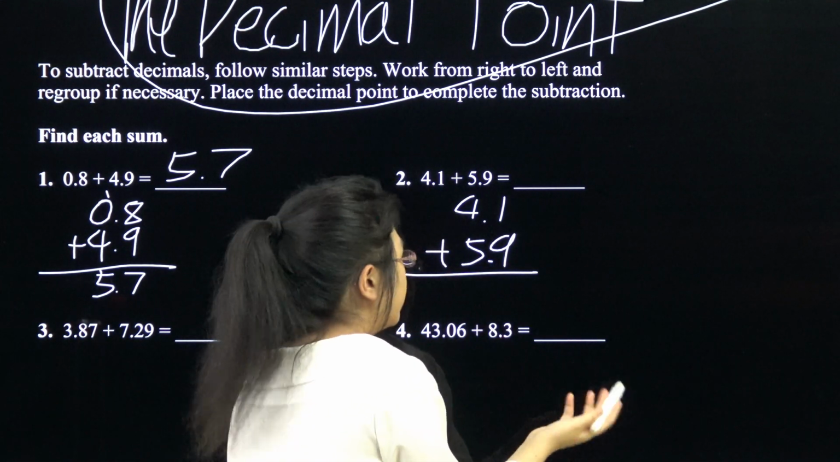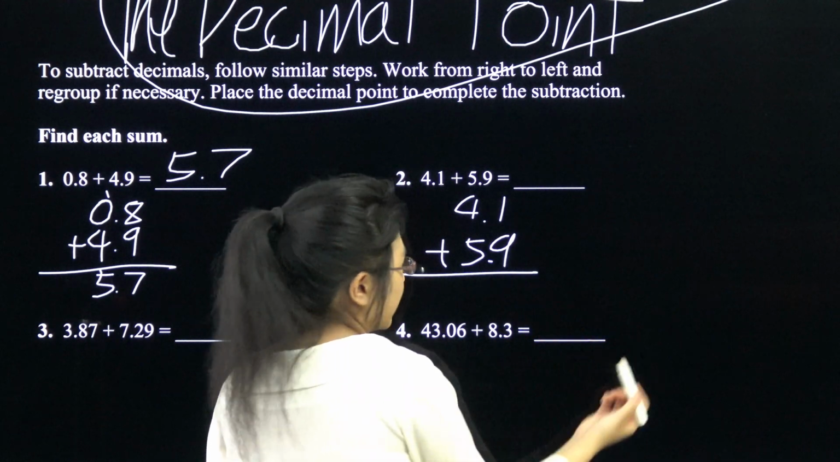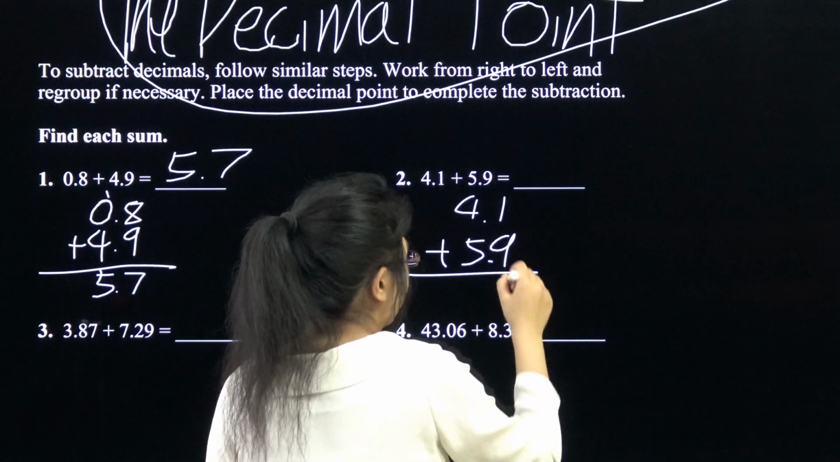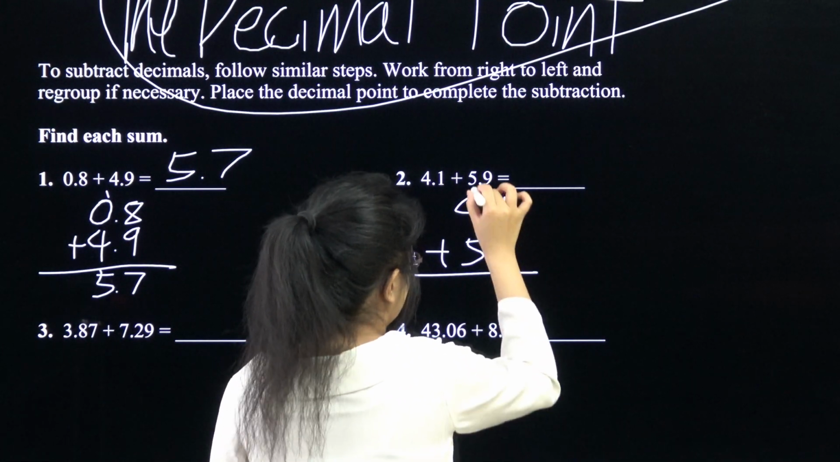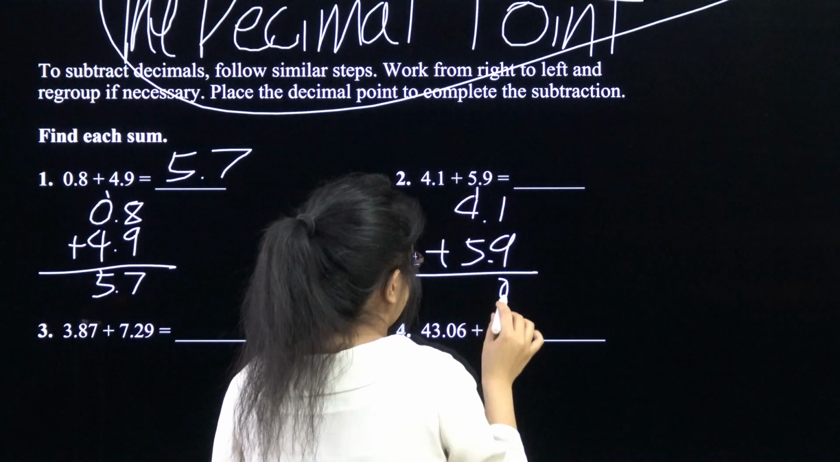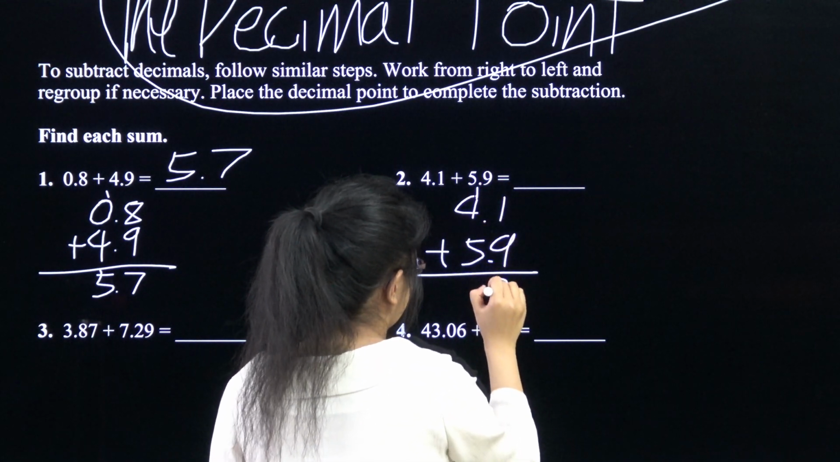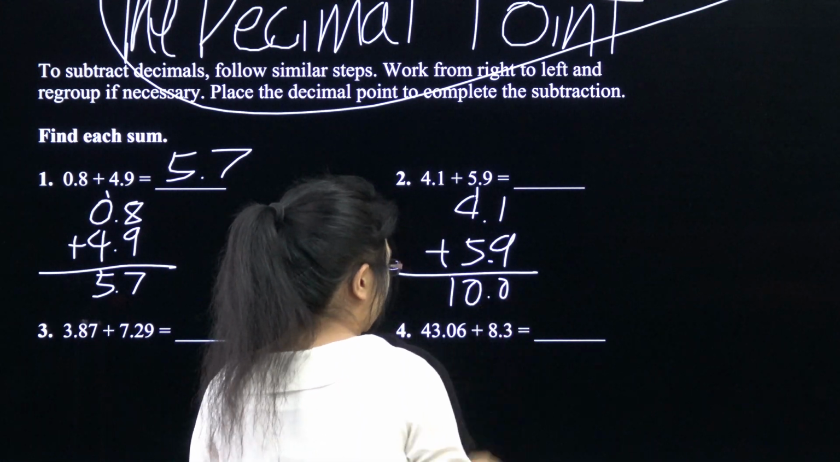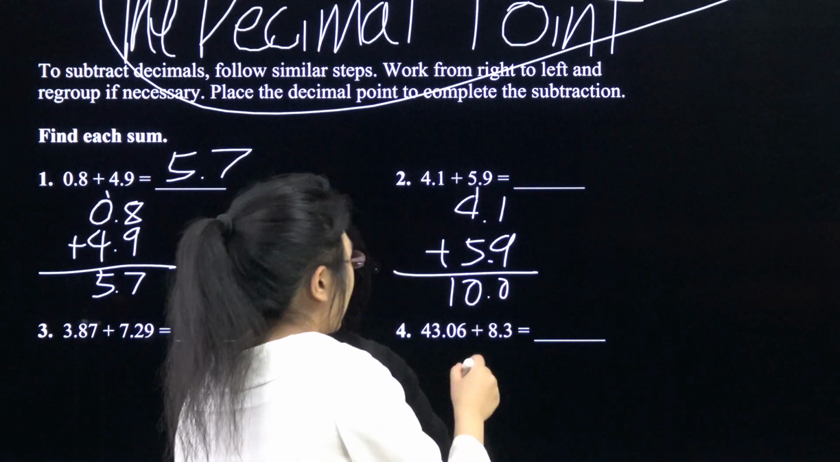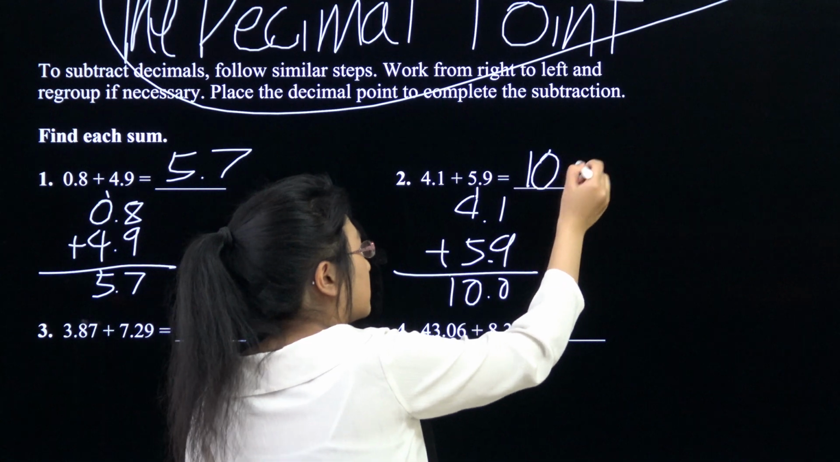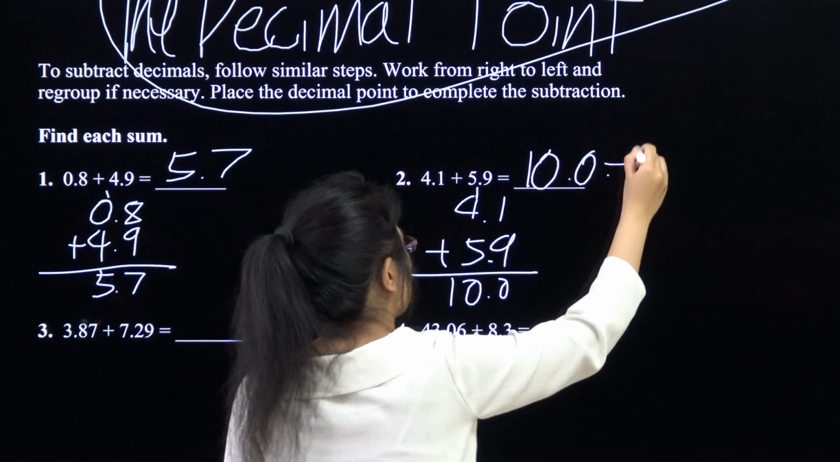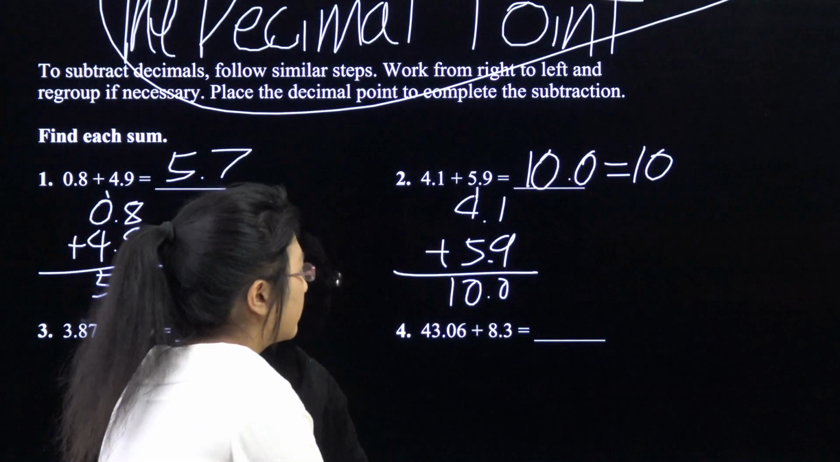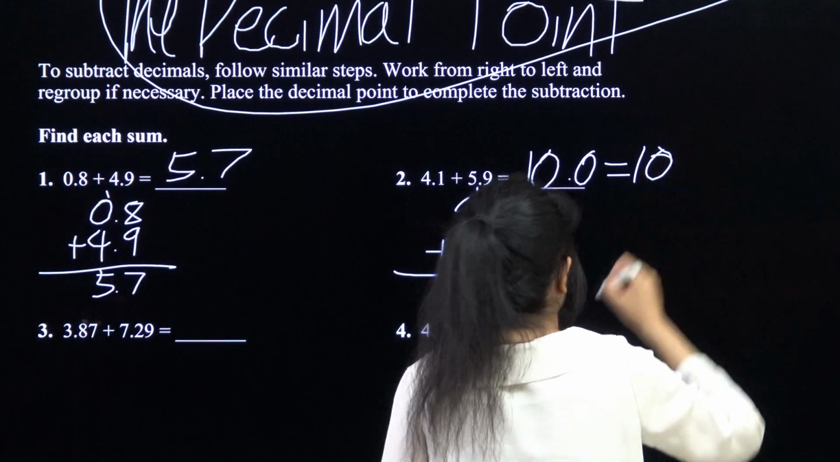Over here we have 4.1 plus 5.9. Everything's lined up. And so we move on to step 2, which is just add. 1 plus 9 is 10, you regroup. And then 1 plus 4 plus 5 is 10 again, you regroup again. And you drag the decimal point down for step 3. And you get the answer, 10.0, or just 10.